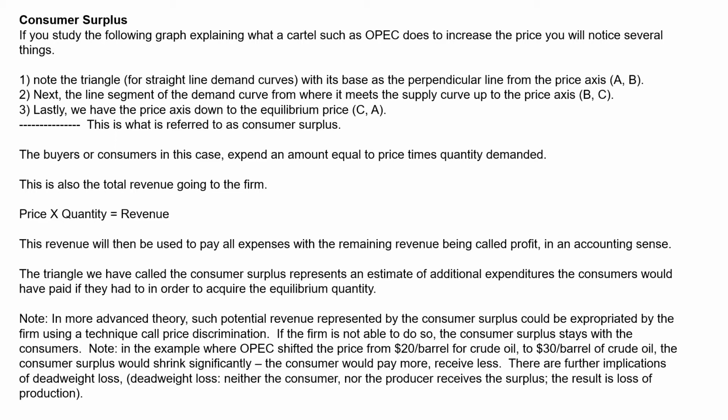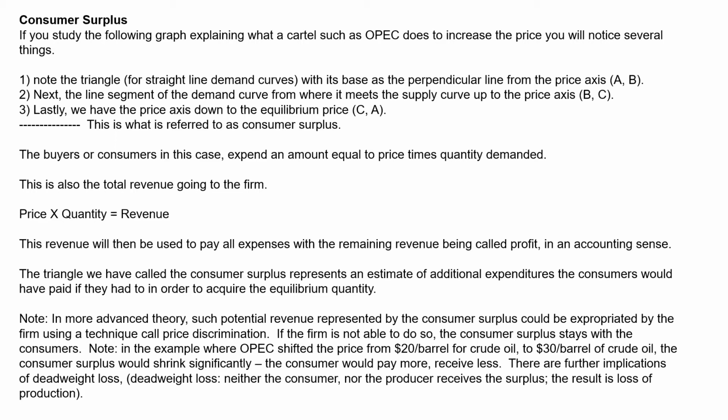Remember that portion above the price line, that triangle formed above the price line, bounded by the y-axis and the demand curve, represents an estimate of additional expenditures that consumers would pay if they had to in order to acquire the equilibrium quantity, if it were at a higher level, if you will. Note, in more advanced theory, such potential revenue represented by the consumer surplus could be expropriated or taken away by the firm using a technique called price discrimination. If the firm is not able to do so, the consumer surplus stays with the consumer.